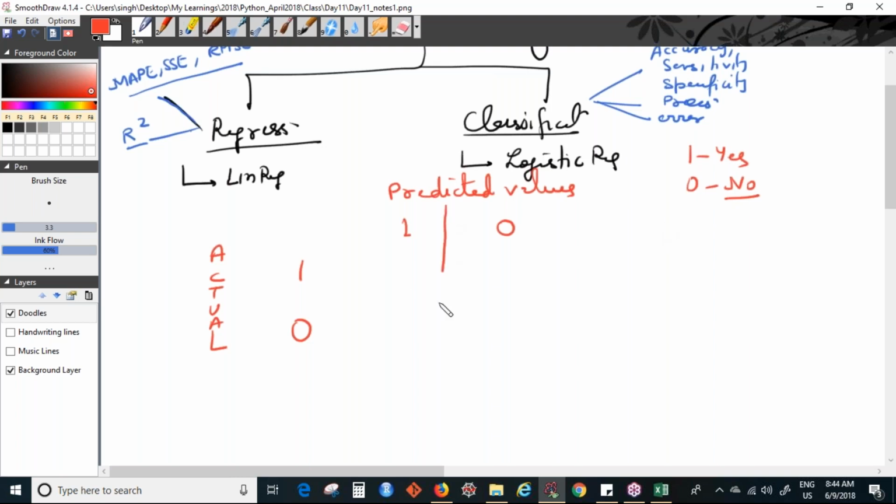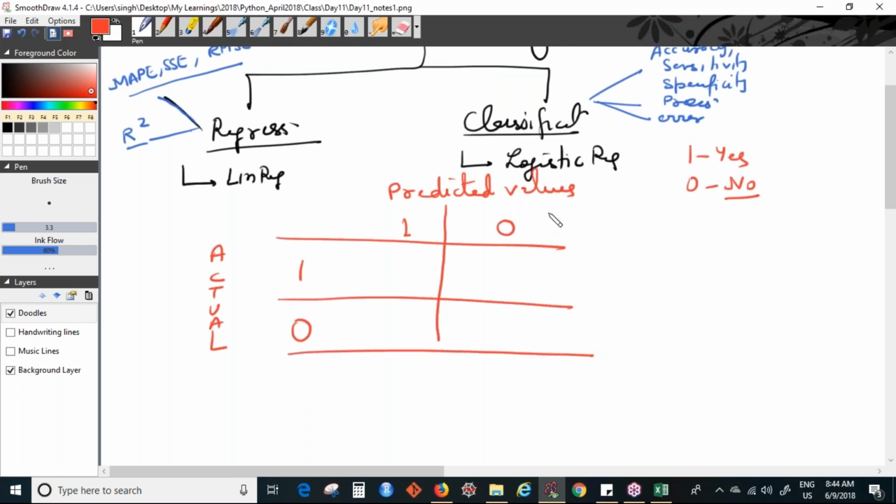And then we prepare a table called the classification or confusion matrix. And then we count how many data points fall in this box, how many data points fall in this box, and so on. And depending on that, we calculate our errors.